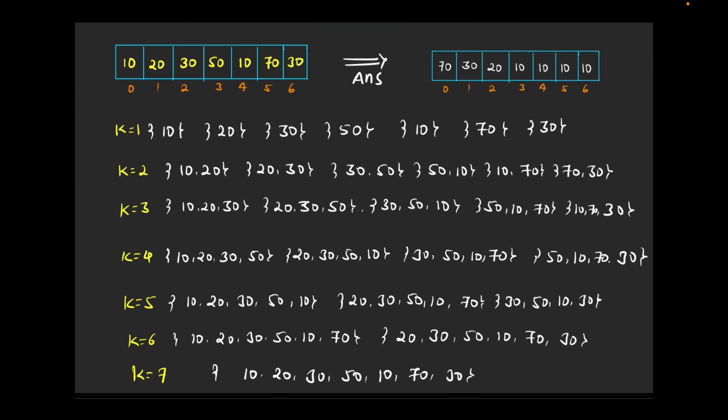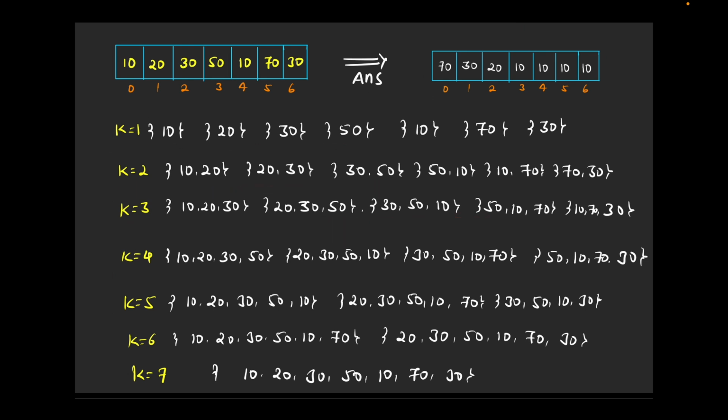So here what I have done is I have written all the subarrays of every single size, right? The subarrays of size 1, subarrays of size 2, all the subarrays of size 3, 4, 5, 6, 7, because the size of the array is 7. Therefore the subarray sizes will be from 1 to 7. If you observe carefully, these are the subarrays of size 1, these are the subarrays of size 2, these are all the subarrays of size 3. In this way I have written all the subarrays.